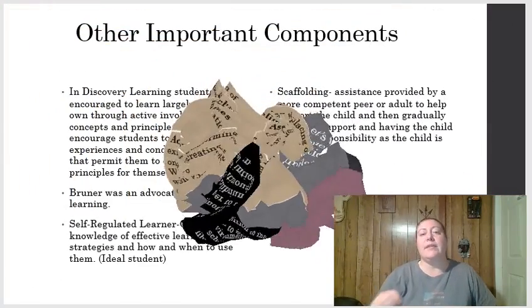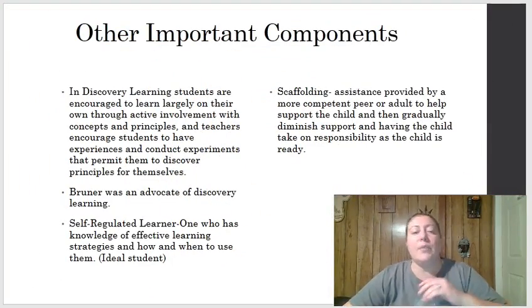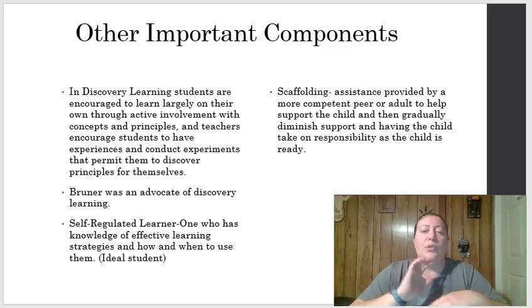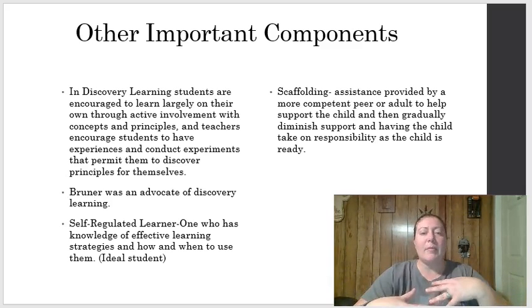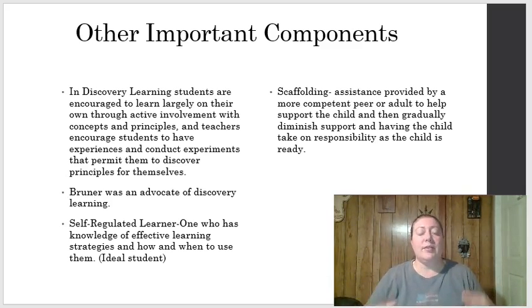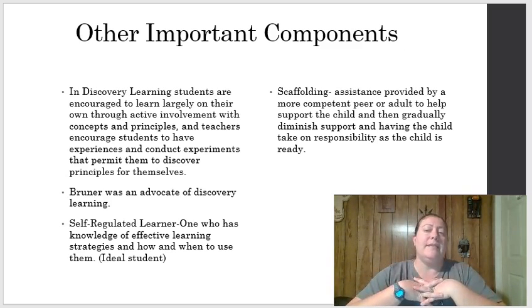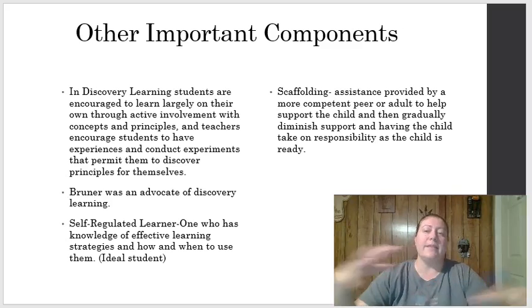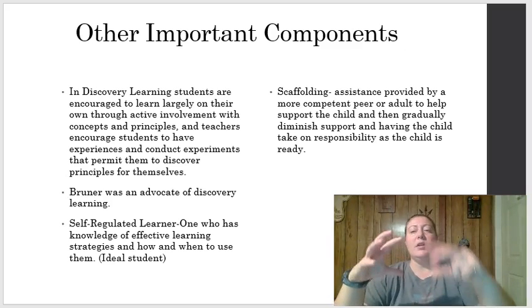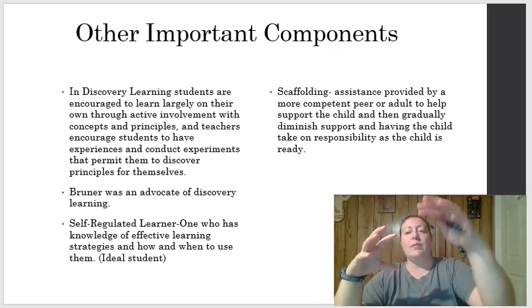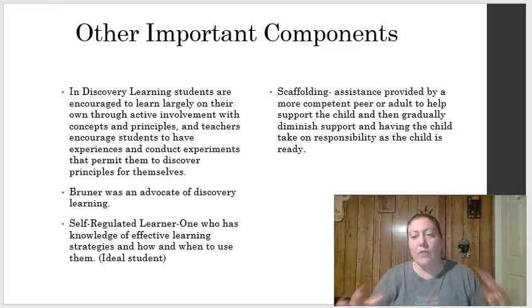Some other components of this theory are discovery learning, and that is where students are encouraged to have their own experiences and involvement with the concepts and principles, to conduct experiments that permit them to discover the principles for themselves. Brunner was an advocate of discovery learning, and another key component to this theory, I believe, is scaffolding, and that is providing assistance when the student needs support. And then as the student becomes more capable, you're diminishing your support, and then you're handing over responsibility to the child when the child is ready.